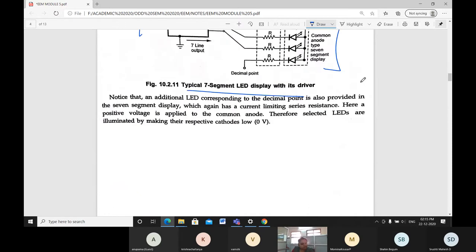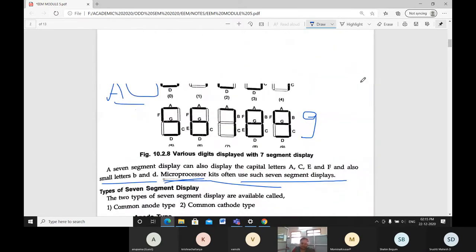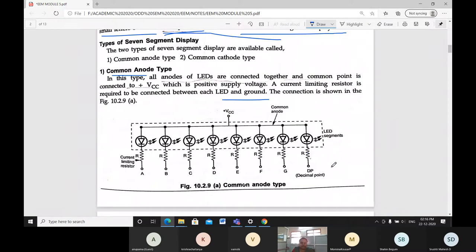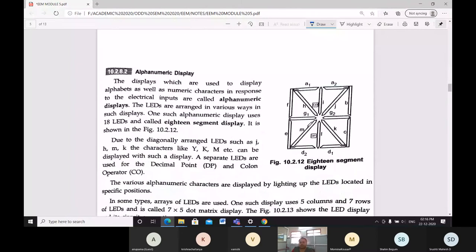In the 7-segment display, is it possible to display all the small letters of the alphabet? A, B, C, D, I can display. If I want Z, or your small z, is it possible with your LEDs? It's not possible. For that reason, we are going to shift towards the alphanumeric display, where we can display any character in any way. Those are the different applications where I can use all this. If you want a normal display, you can go with the 7-segment display. If you want an accurate result to be displayed, then you go for the alphanumeric display.